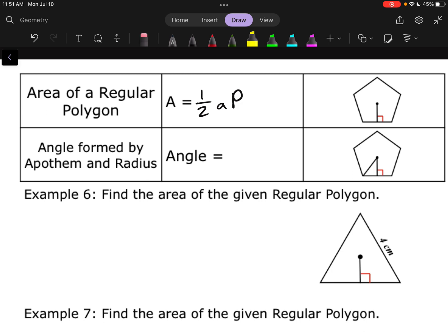So what do these things mean? Lowercase a is known as the apothem. Okay, that's the apothem. The apothem is the distance from the center of the polygon to the midpoint of one of the sides such that it is perpendicular. Okay, so the apothem makes a right angle at the midpoint of one of the sides.